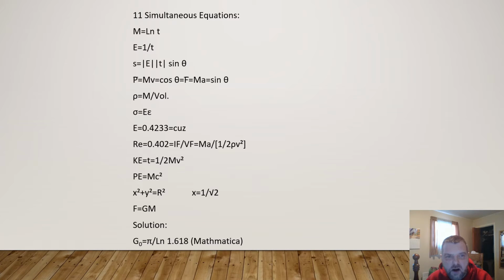And rho is the density of the material in the universe, the ether, mass over volume. And from Hooke's law, stress is equal to Young's modulus times the strain, and the Young's modulus for the universe is 0.4233. We'll encounter this a little later in the escape velocity, universal escape vector. 0.4233 is just pi minus E, which I called Q's.